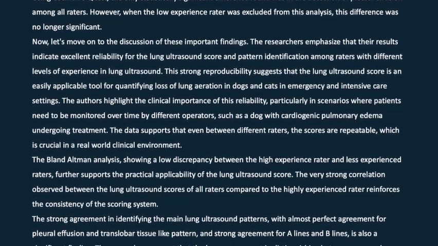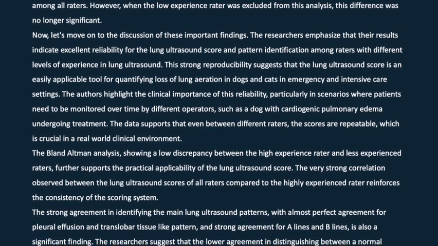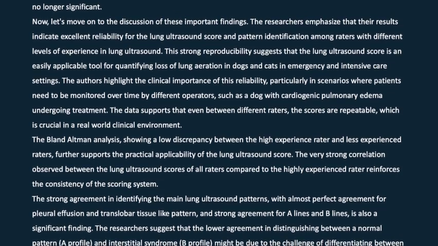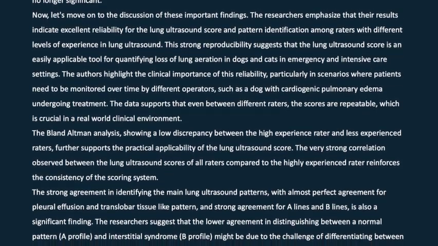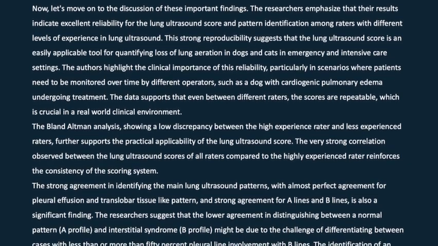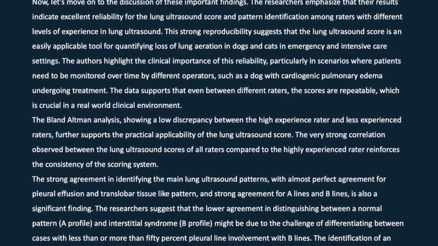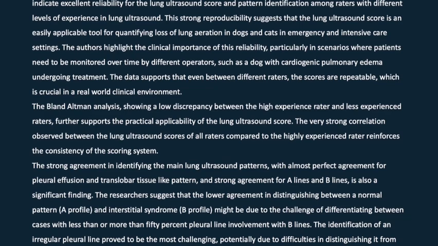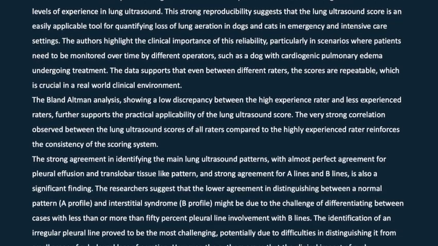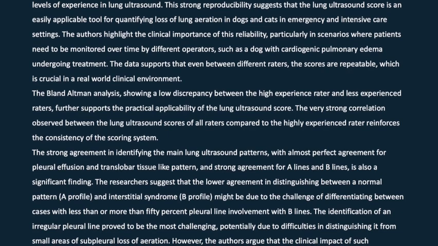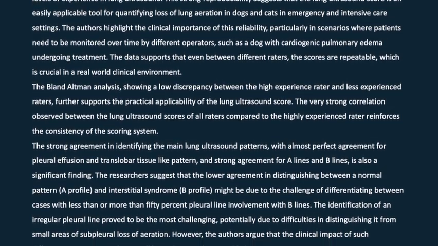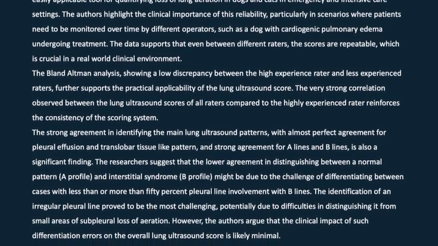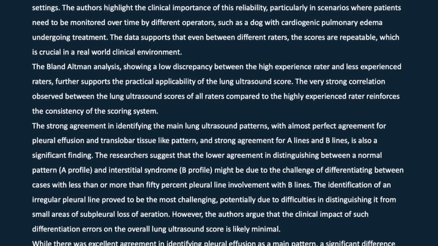The authors highlight the clinical importance of this reliability, particularly in scenarios where patients need to be monitored over time by different operators, such as a dog with cardiogenic pulmonary edema undergoing treatment. The data supports that even between different raters, the scores are repeatable, which is crucial in a real-world clinical environment. The Bland-Altman analysis, showing a low discrepancy between the high experience rater and less experienced raters, further supports the practical applicability of the lung ultrasound score. The very strong correlation observed between the lung ultrasound scores of all raters compared to the highly experienced rater reinforces the consistency of the scoring system.